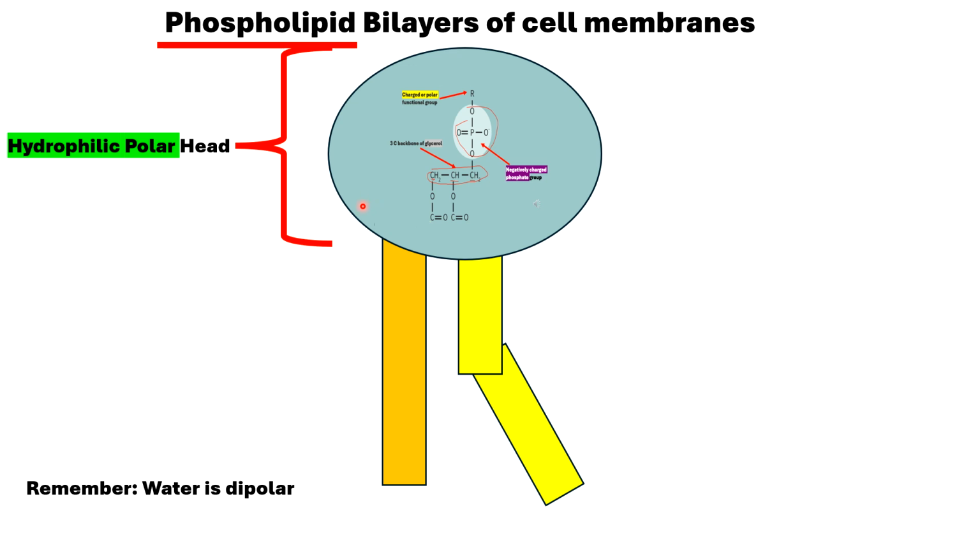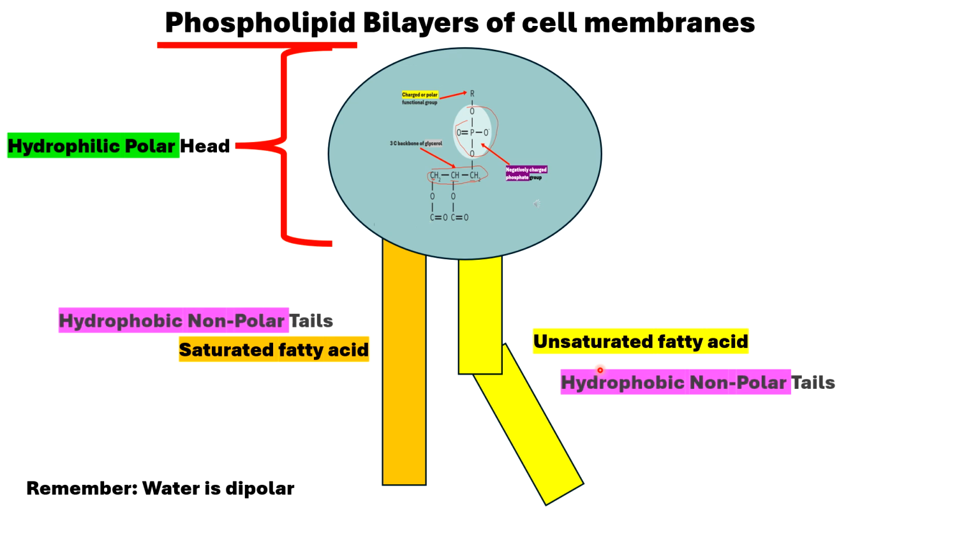Okay? Now, what about the tails that you see right here? As you should know, tails that are straight, like this, fatty acids which are straight, are saturated, while those that have a kink or a bend are unsaturated. Okay? Now, monounsaturated, we're going to have fewer kinks than polyunsaturated, but that's for another topic.